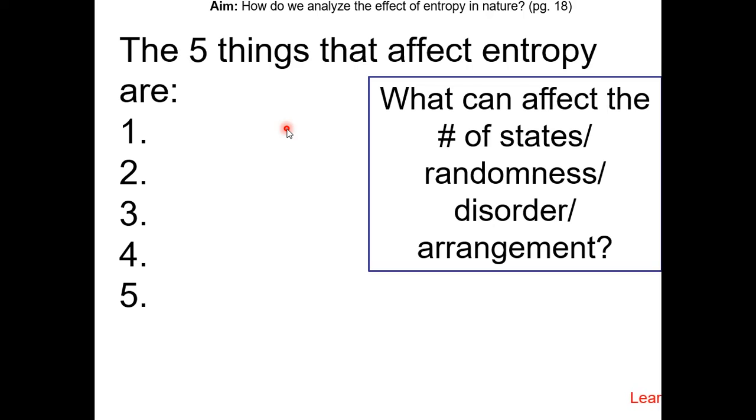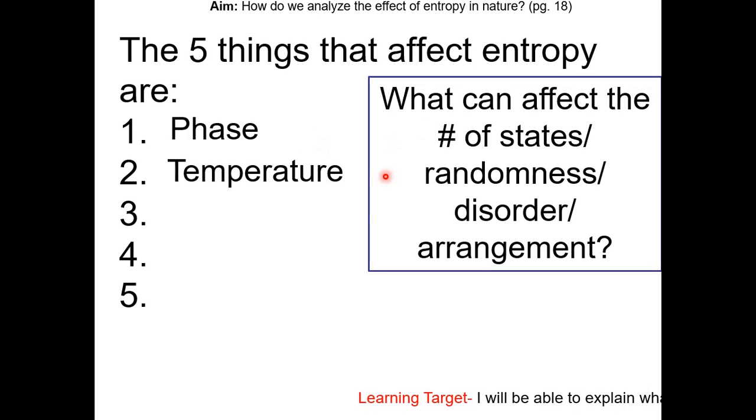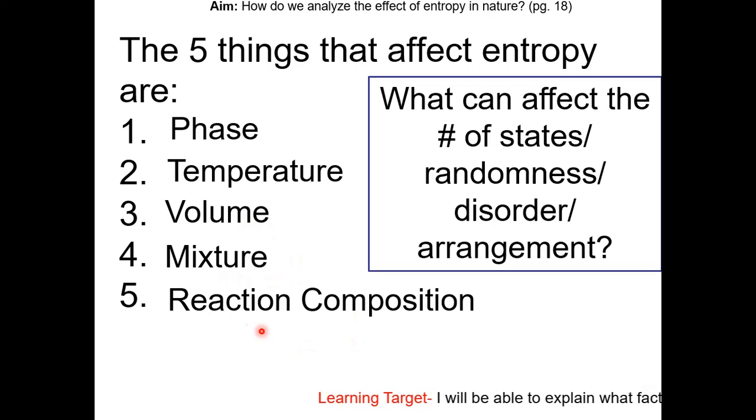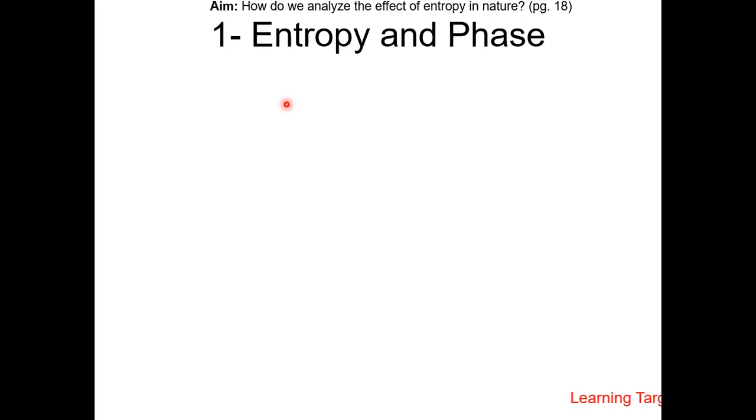So now we're going to discuss 5 things that can affect entropy. They are phase, temperature, volume, mixture, and reaction composition. As we go over each one, think about how it can affect the number of states, randomness, disorder, and arrangement. The first factor that we're going to cover is phase and how it affects entropy.